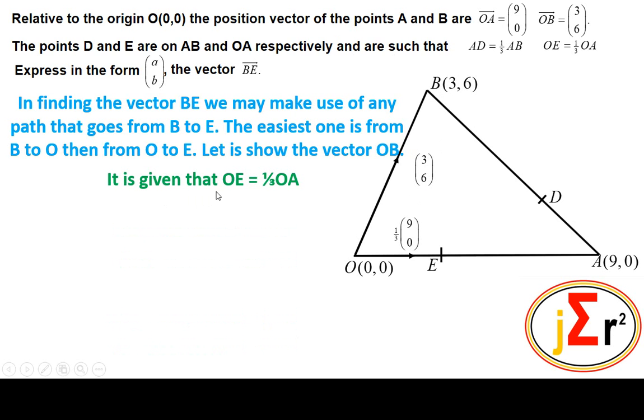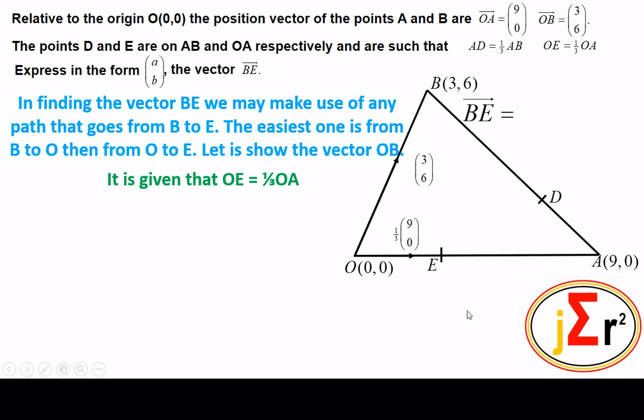It is given that OE is equal to 1/3 OA. We will go from B to O, then from O to E. OE is 1/3 OA. We have OA somewhere around here. Here it is. We have OA is equal to 9, 0. And of course, we know also that OE is 1/3 of OA. We may go straight ahead and find the vector BE by making use of the fact that it is equivalent to the movement from B to O, then from O to E.